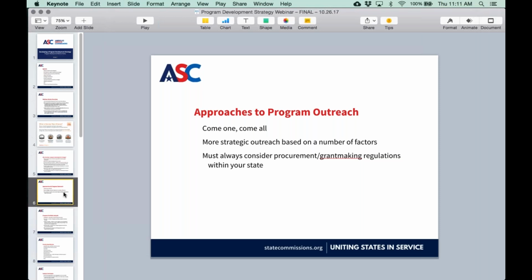Here are the ways that you do that. Here's when the application is due, and so on. And that's really, really important, and we encourage commissions to continue to do that because you can often identify really promising new programs as part of that. But we also think that probably taking a more strategic outreach approach is also really, really important.